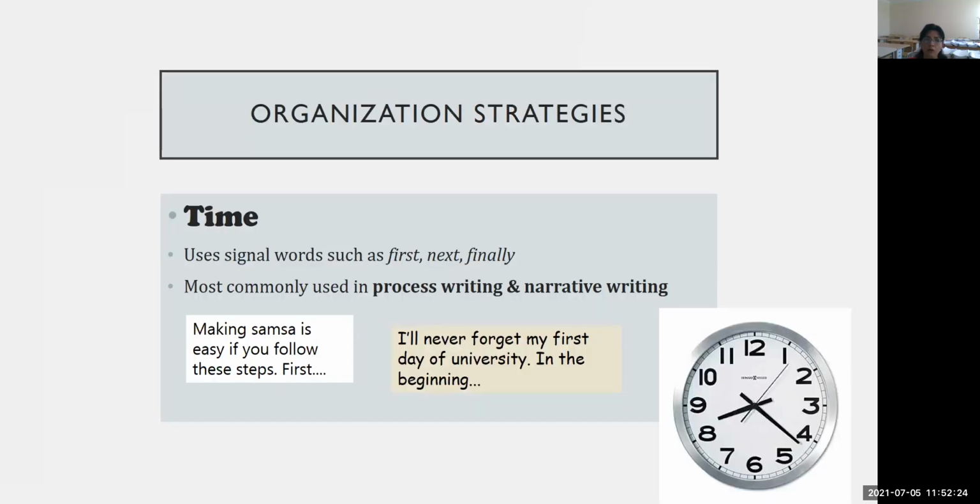So now look at the organization strategies. There are different organization strategies in writing. One of them is time. We use different signal words such as first, next, finally in writing essays or paragraphs. Most commonly, these linking words are used in process writing and narrative writing. For example, making samsa is easy if you follow these steps. First, you will do this. Then you will do this one, etc.